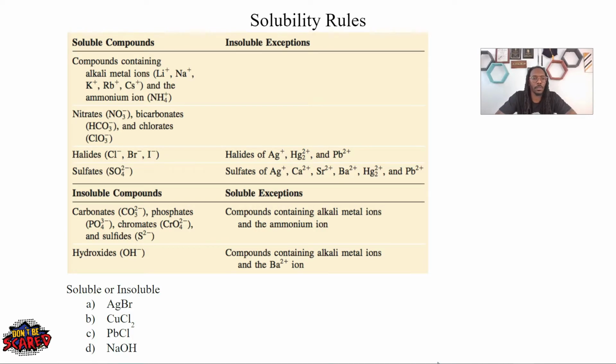Let's look at the very first one. AgBr. Before we go any further, you should know this name. What is it? Silver bromide. Now, here's another question: is this a molecular compound or an ionic compound? I see a metal and a non-metal, so it's going to be an ionic compound.